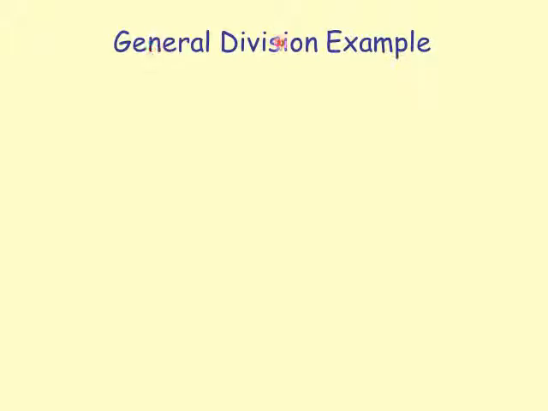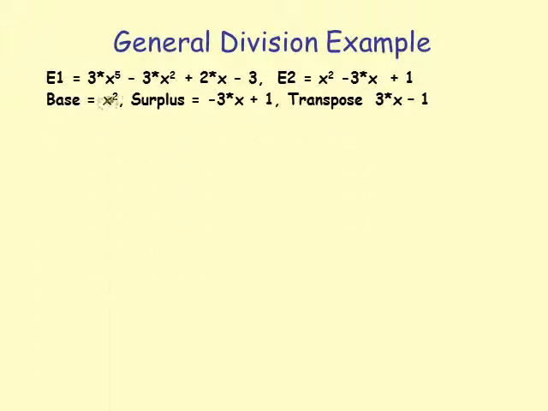Let's do a general example for division. E1 is 3 times x to the 5th power minus 3x squared plus 2x minus 3, and E2 is x squared minus 3x plus 1. So the base is x squared, which is my divisor. The surplus, after subtracting x squared, is minus 3x plus 1, and the transpose of that, which is the negative, is 3x minus 1.